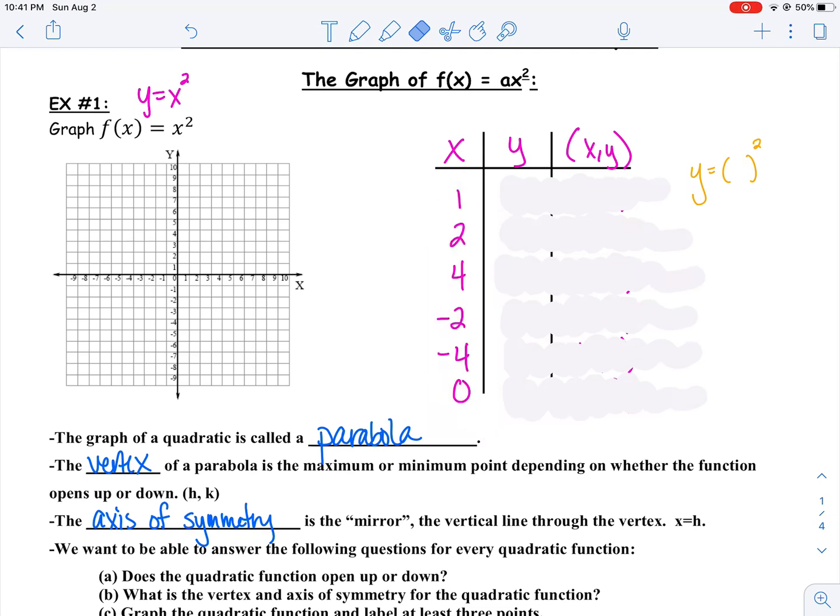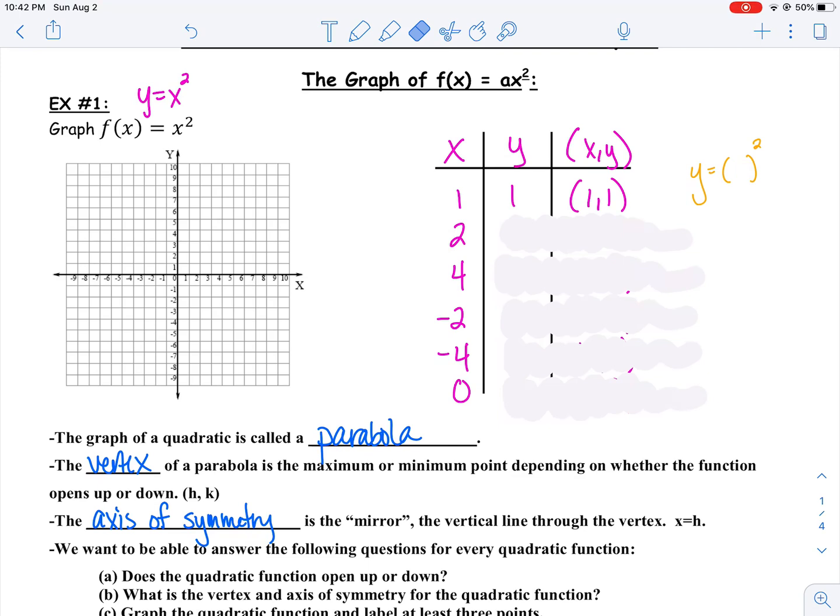I'm going to pick some x values, just random x values that I can pick: 1, 2, 4, -2, -4, 0. I'm going to plug those into my equation and figure out what the y value that corresponds to the x value is, so that I can find a whole bunch of ordered pairs, and then I can graph what this graph looks like. Let's try 1. If x is 1, I want to plug 1 into my equation. 1 squared is 1, so I end up getting a point at 1, 1.